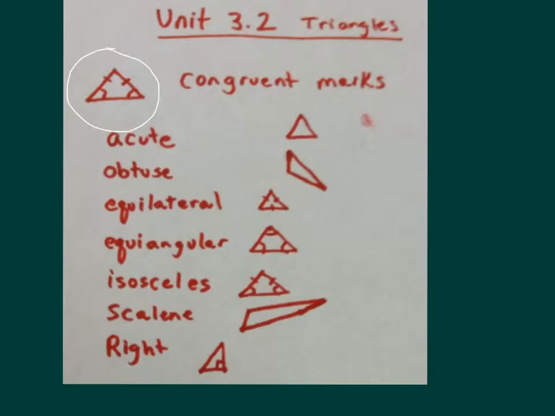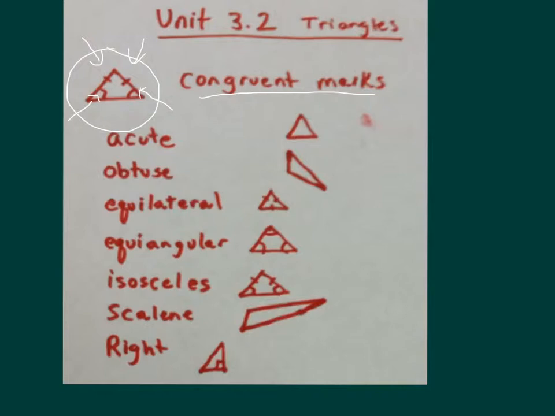The first thing I want to show you here is that the congruent marks on a triangle, those little marks there, mean same size, same length. So those triangles have two sides that are the same length. And then down here on the angles, the little arcs mean that those angles inside the triangle have the same measure.